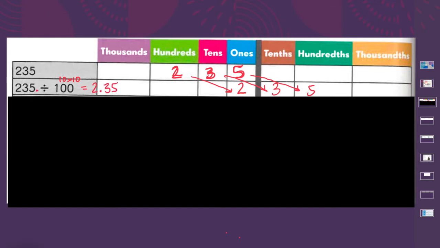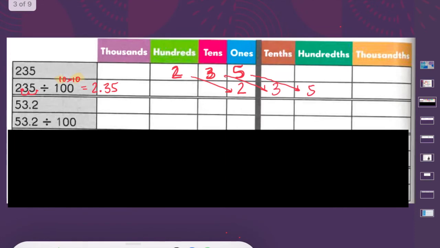Now thinking of the decimal point movement in the number 235, when we divide by 100, we're going to be moving that decimal 2 places to the left. 10 times 10 is 100, so we're moving 2 place values to the left, 1, 2, plant our decimal point, and we get 2.35, or 2 and 35 hundredths. Let's look at another one.